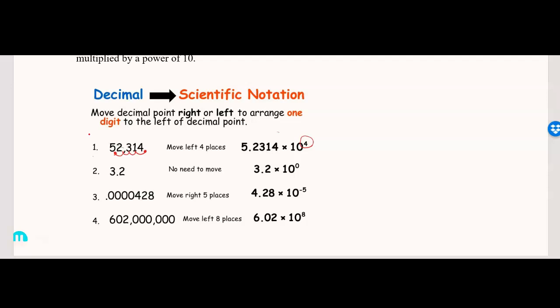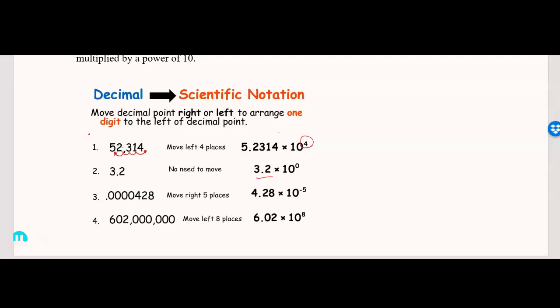Now notice this one. This is 3.2. That's already written. You can't move this decimal anymore. So if you were to write that in scientific notation, you would actually say 3.2 times 10 to the 0, because I'm not moving any place to the right or left. It's already written in the form that we need it.